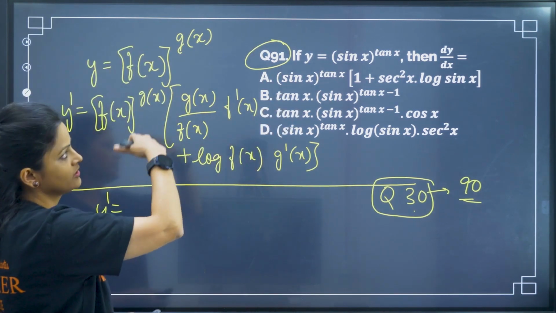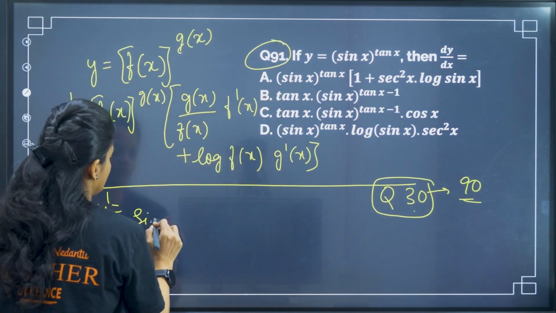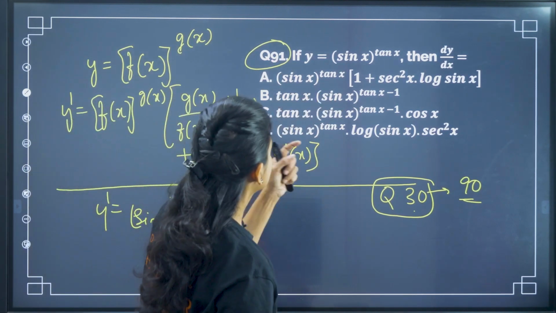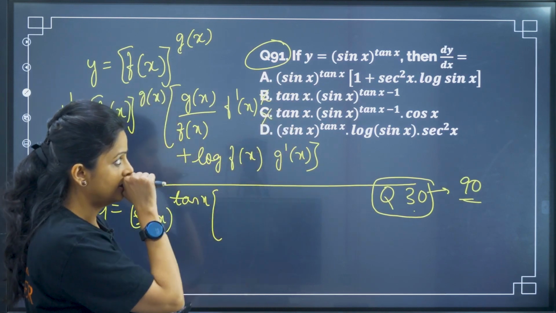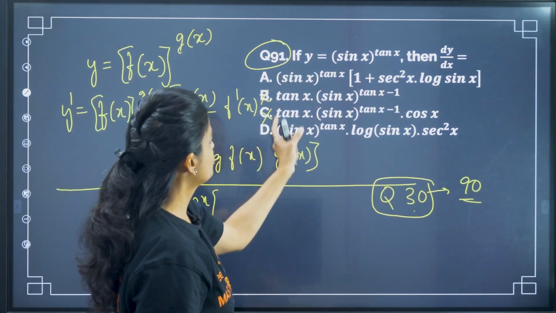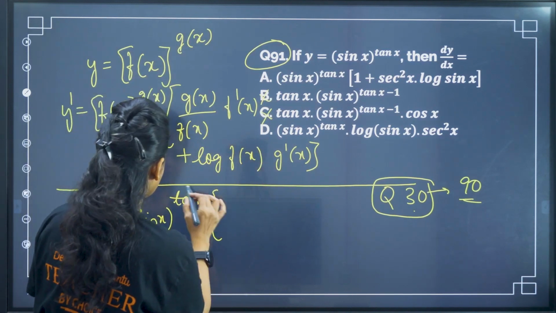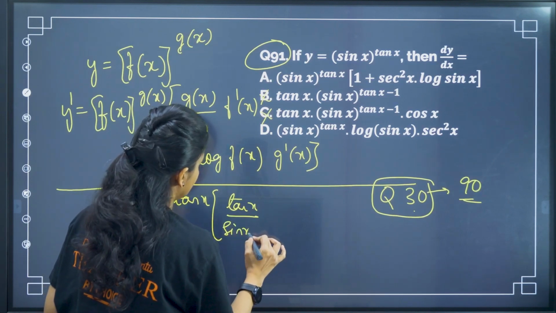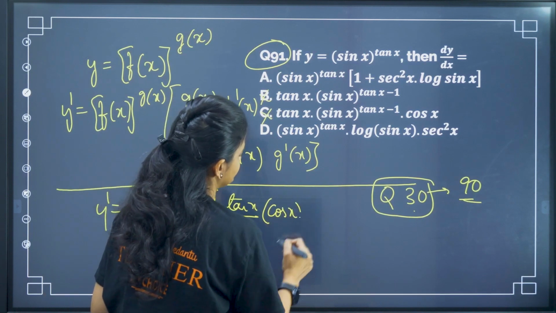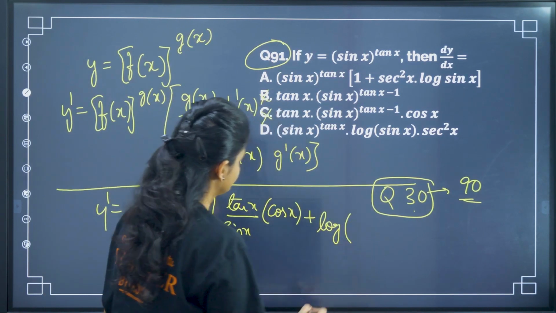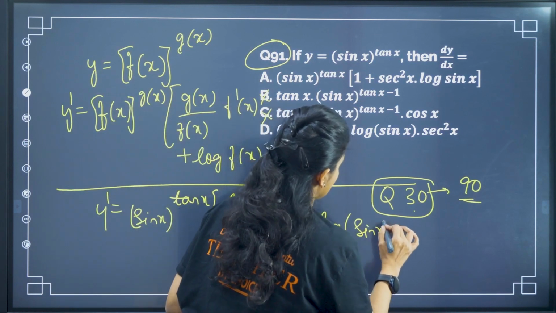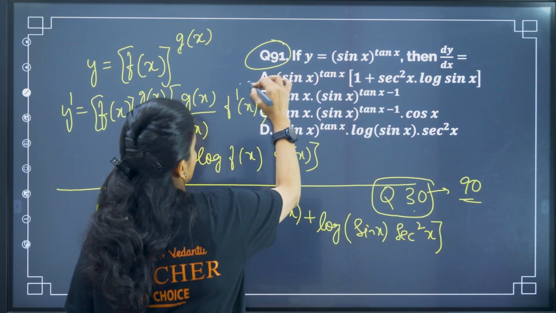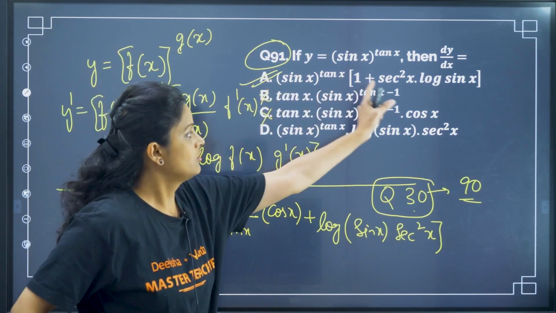If you put this shortcut for this question, first comes sin x to the power of tan x, isn't it? So go on seeing the options. We can rule out B and C easily. Then we have two options, A or D. I'll check that by taking the shortcut here. Tan x divided by sin x, and the differentiation of sine will be cos, plus log of sin x, and the differentiation of tan x, we all know that is secant square x. So properly it is option A, where I have all the terms given.